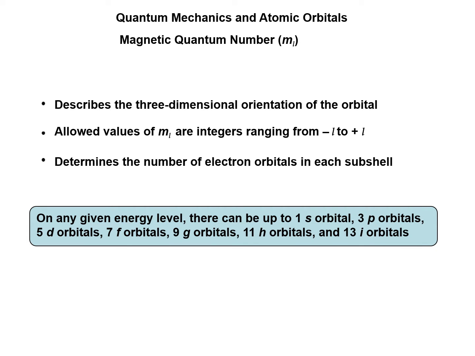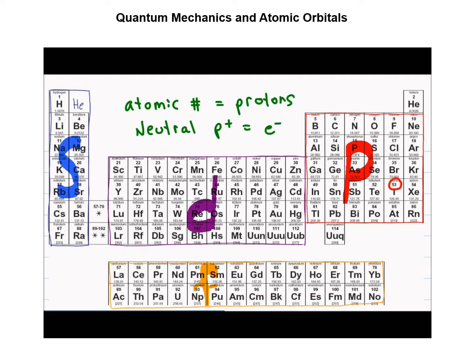The magnetic quantum number describes the three-dimensional orientation of the orbital. The allowed values of ml are integers ranging from negative L to positive L. This determines the number of electron orbitals in each subshell. On any given energy level, there can be up to 1 s orbital, 3 p orbitals, 5 d orbitals, 7 f orbitals, 9 g orbitals, 11 h orbitals, and 13 i orbitals. If we look at the periodic table, we can see that the orbitals are broken down into groups. We have the s orbitals on the first two columns, the d orbitals in the transition metals, the p orbitals to the right, and the f orbitals for the lanthanides.